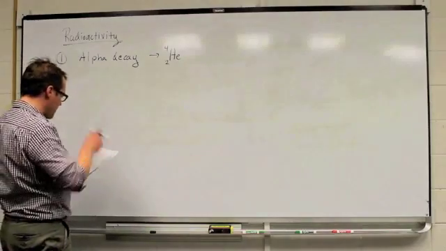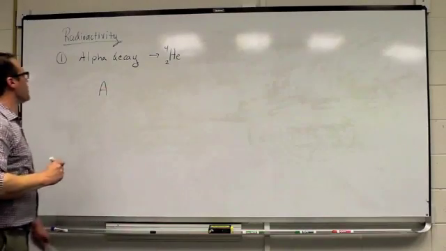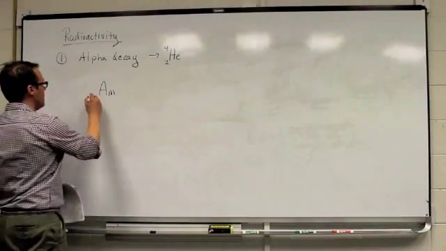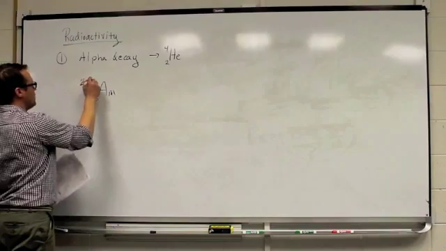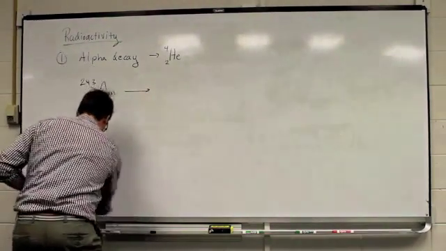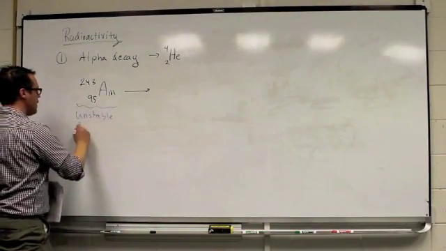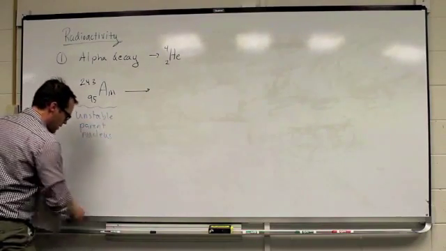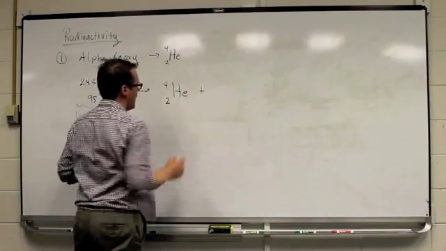An example of an atom that does undergo alpha decay is an americium nucleus. Americium has 95 protons, and its atomic mass number is 243. This is unstable, and so we call it the unstable parent nucleus. And so it emits an alpha particle.